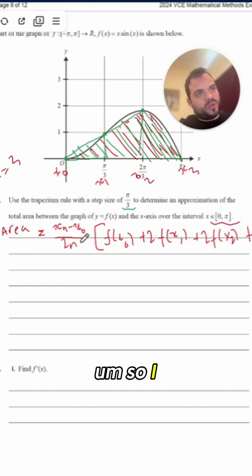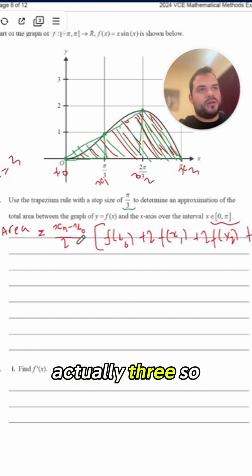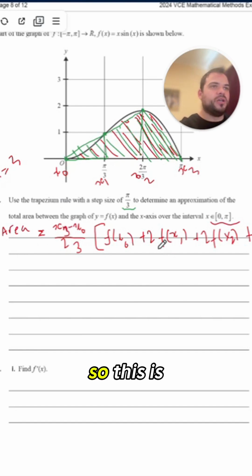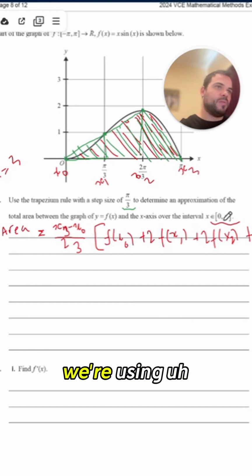So I can replace this here. This n is actually 3. So this is 3, and this is 3 here. So this is the trapezium rule approximation when we're using 3 trapeziums. So we have n is 3.